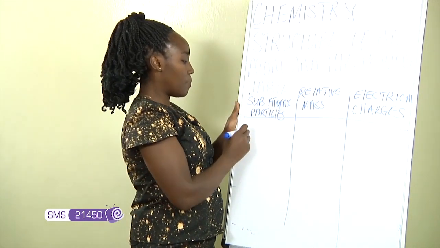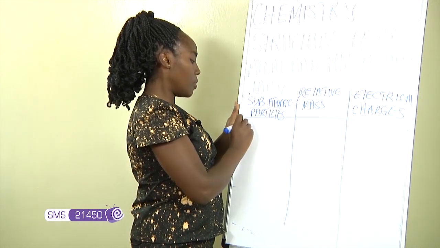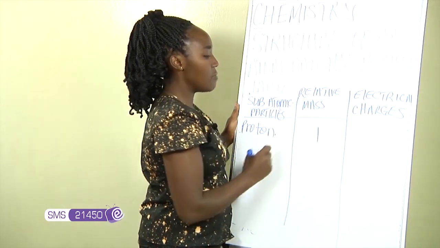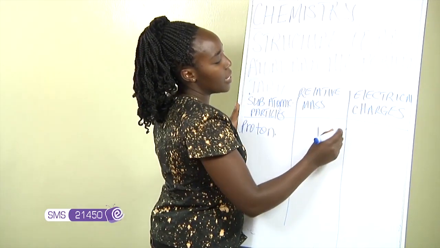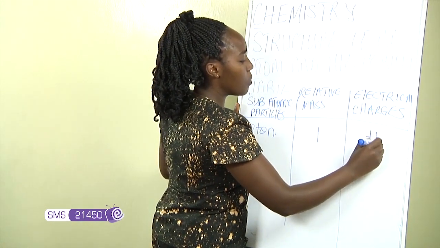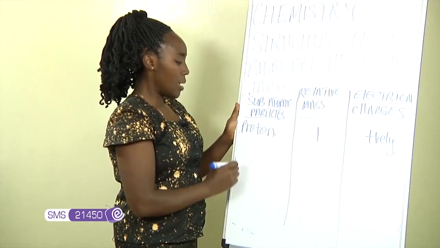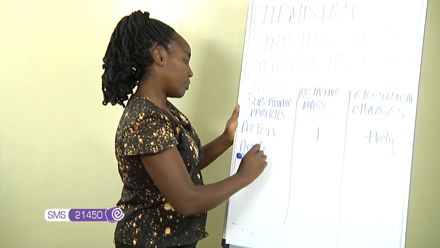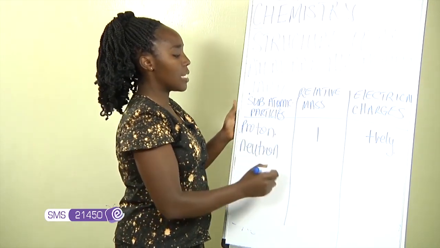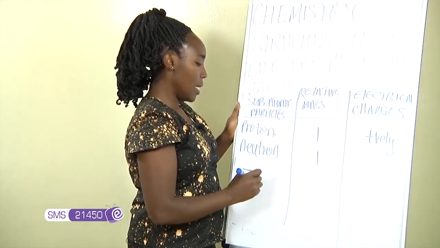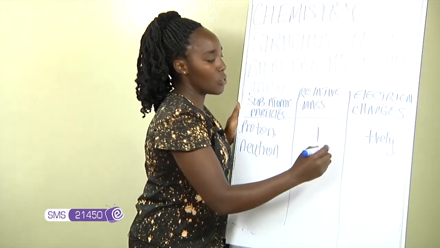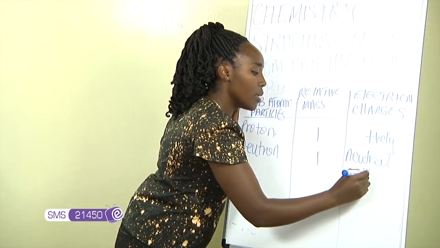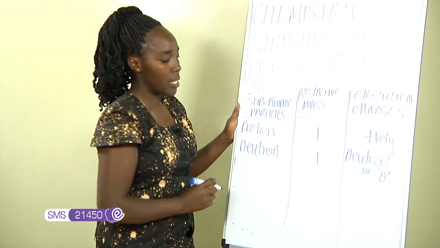So the first subatomic particle that we have looked at is the proton. We have said it has a relative mass of 1, and the charge of it, we have said it is positively charged. Number 2, we have looked at the neutron. The neutron has a relative mass also of 1, but it has no charges. So we usually say that it is neutral, or we can talk of it having a charge of 0.